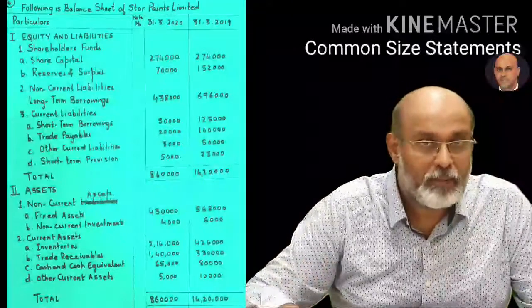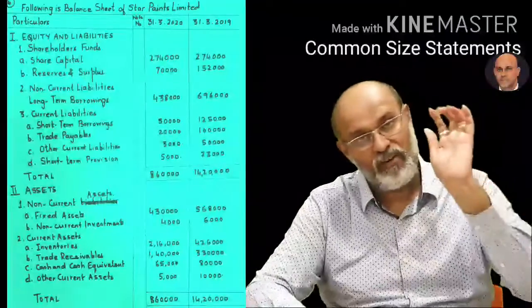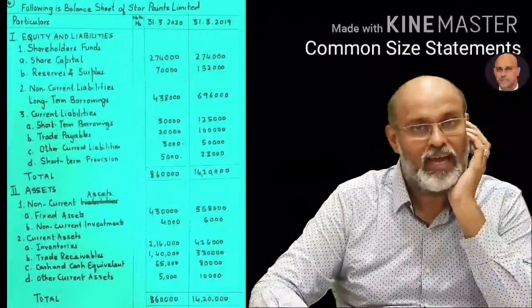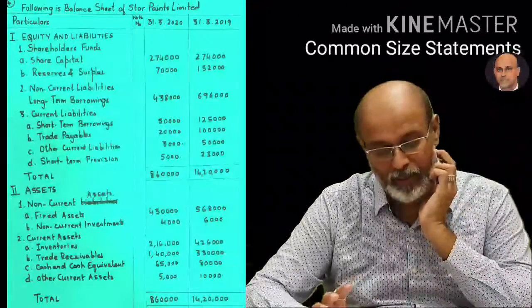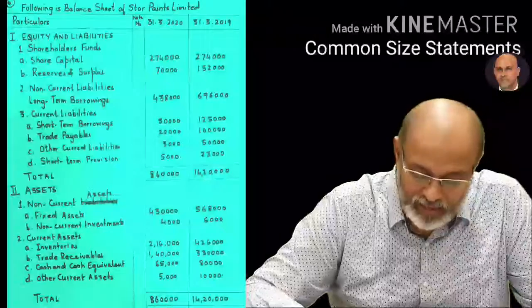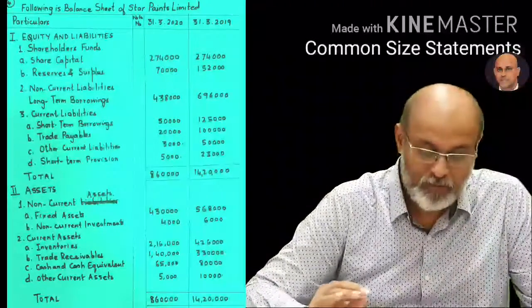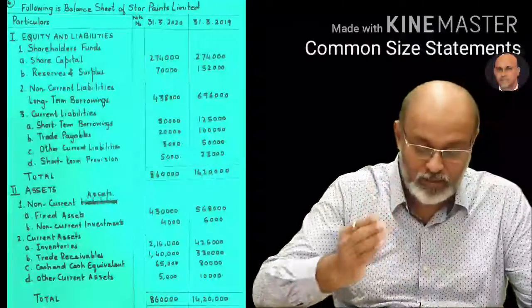Your 9% debentures value is 5,96,000. So it is 5,96,000 divided by 14,20,000 multiplied by 100. So that is 41.97%.